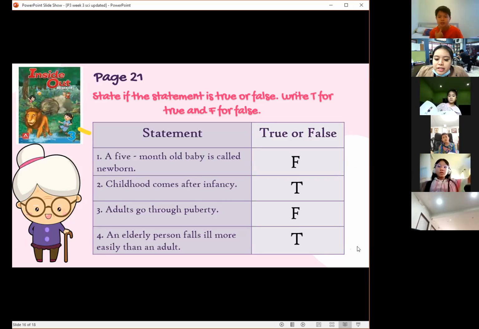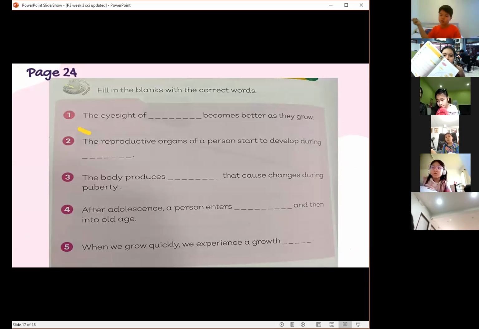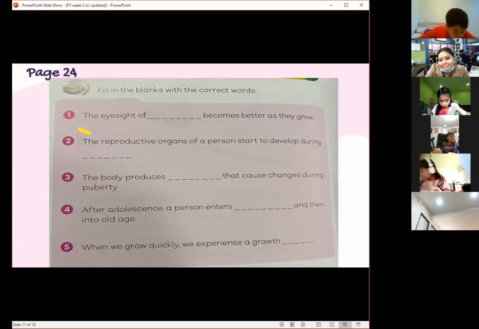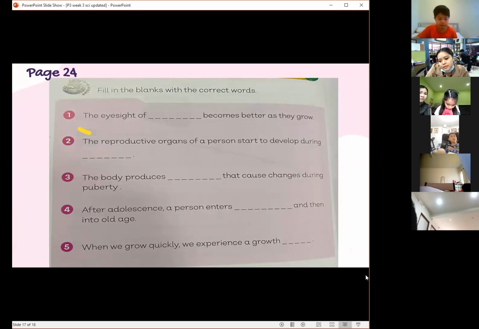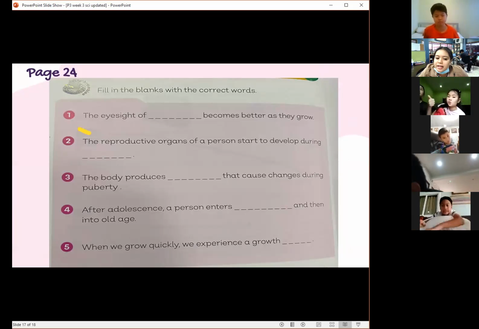All right. Now let's proceed to page 24. Page 24 on your book. Ready? What page? 24. Page 24. Ready? Yes. Did you find it? Okay, now let's read number one. The eyesight of blank becomes better as they grow. What's the answer?